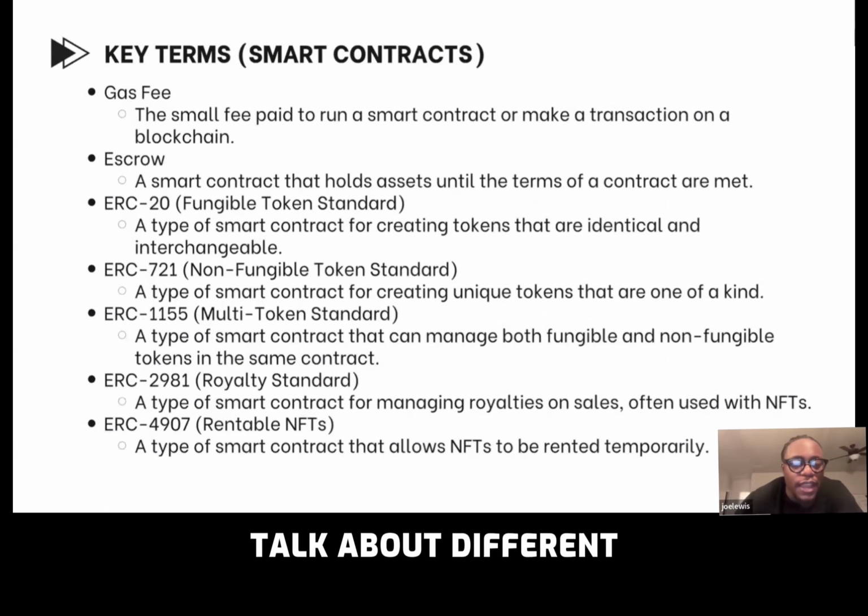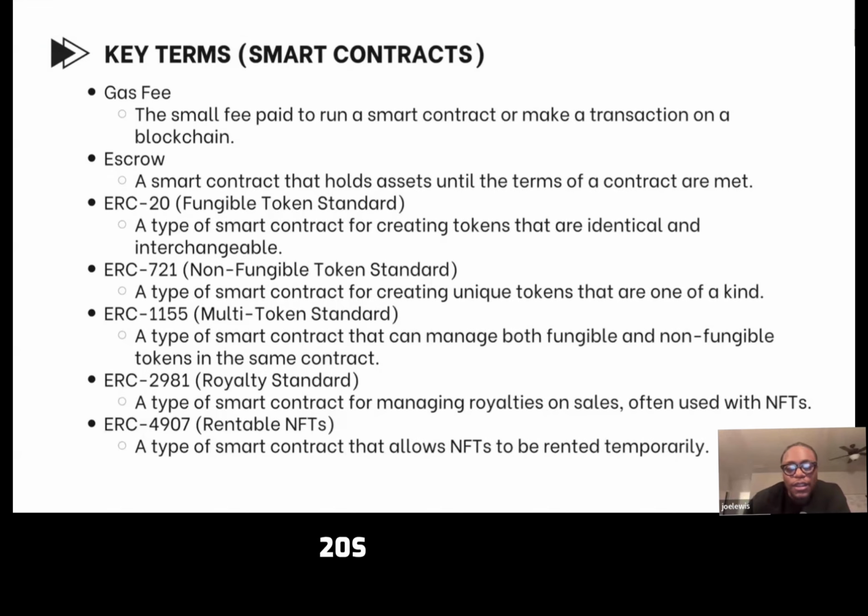Now we're going to talk about different types of ERCs, right? We have ERC20s, which are your fungible token types. We talked about this in the first session. These are the tokens that act similar to currency, and they're identical and interchangeable. So you can always swap, for example, one Ethereum token for another. They're not like ERC 721s, which on the other hand are non-fungible and unique in nature.